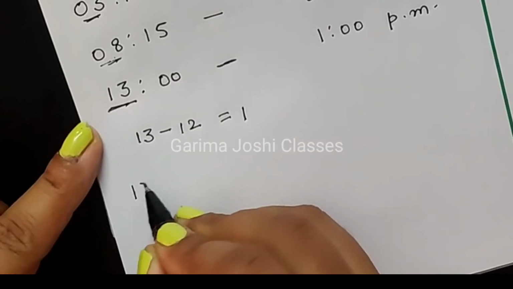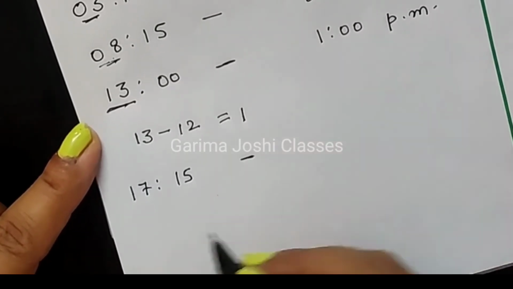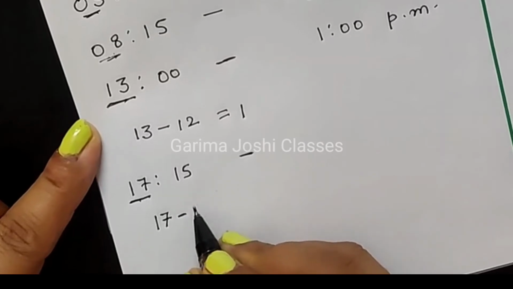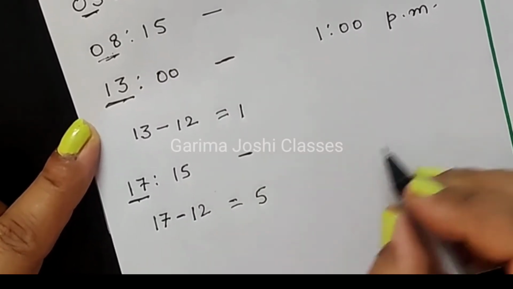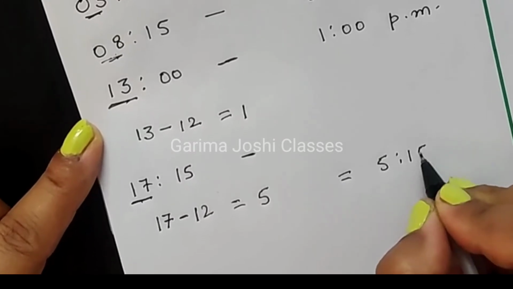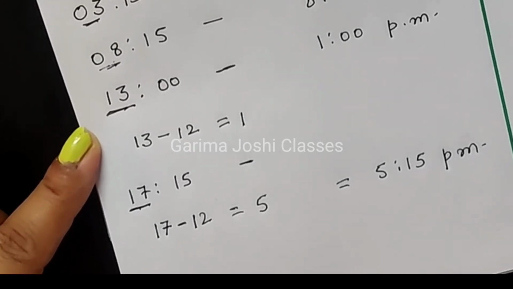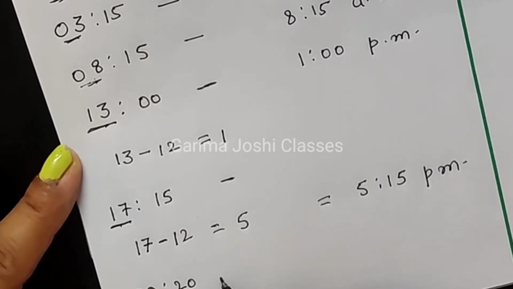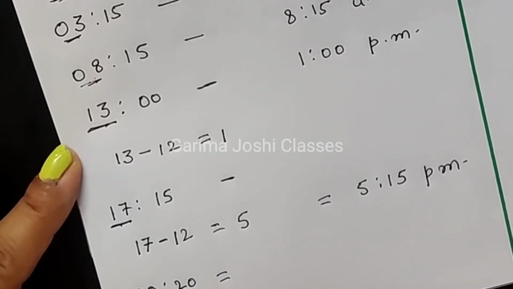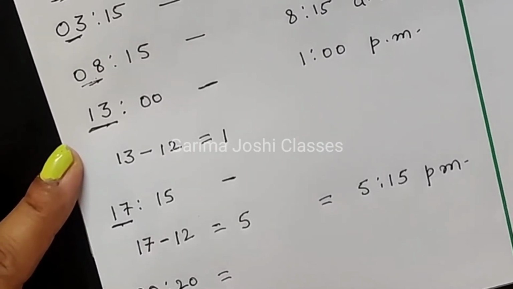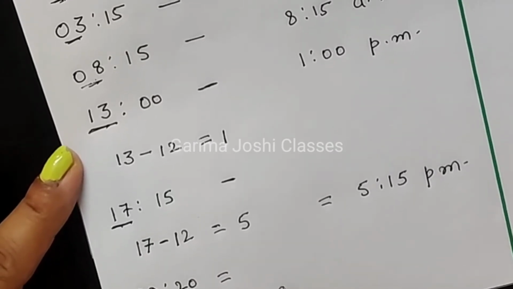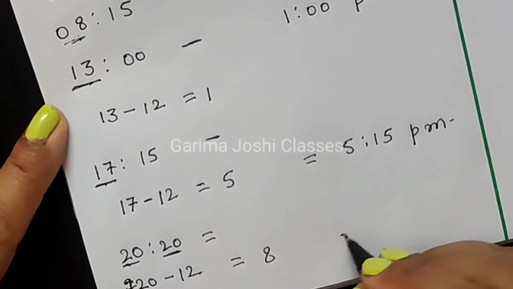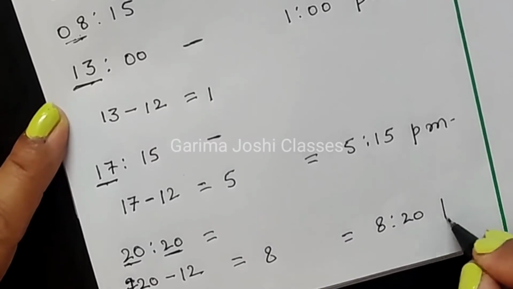Okay. Now it comes 17:15 hours. How will it be converted? So we'll see this portion only. We'll subtract 17 minus 12. It comes 5. This is 5:15 p.m. Now comes 20 hours. How will we convert it? We will subtract 12 from 20. What comes? It comes 8. Don't convert the minutes, only convert our hour portion. It comes 8. That will become 8:20 p.m.